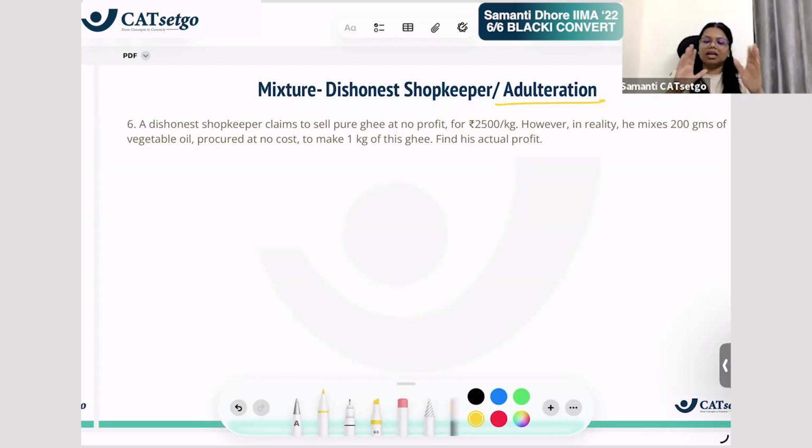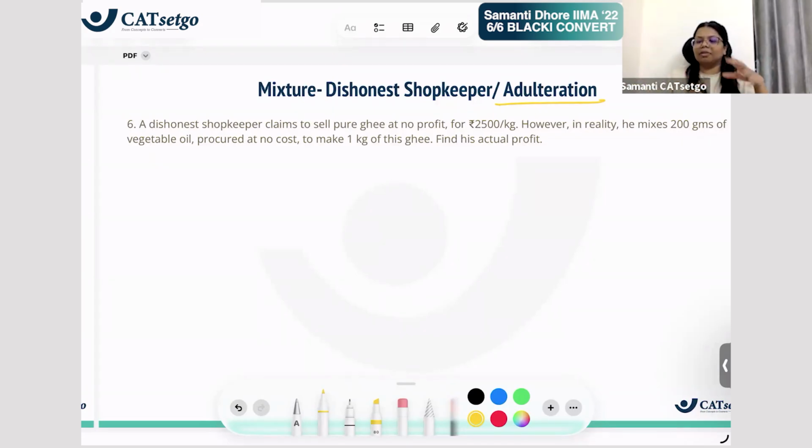So this is our exact same dishonest shopkeeper. This time, let's say he's a milkman. He has to sell 1 liter of milk, but he won't sell 1 liter. He'll take 0.8 liters of milk only and put water in it. Like if he has to sell 5 glasses of milk, he'll take 4 glasses of milk only and put 1 glass of water in it.